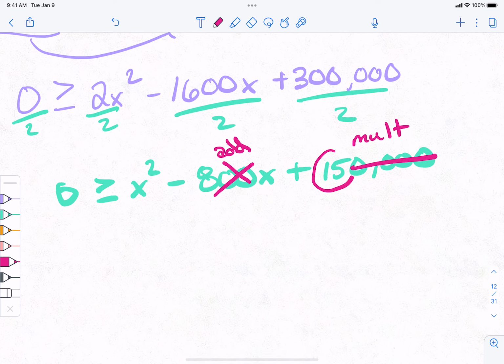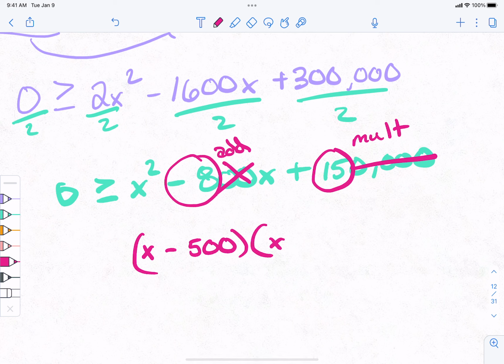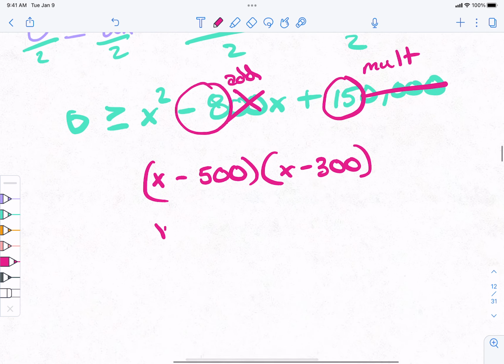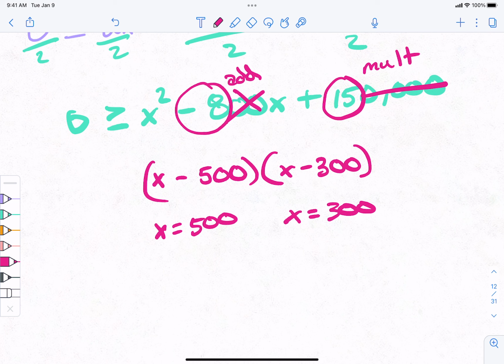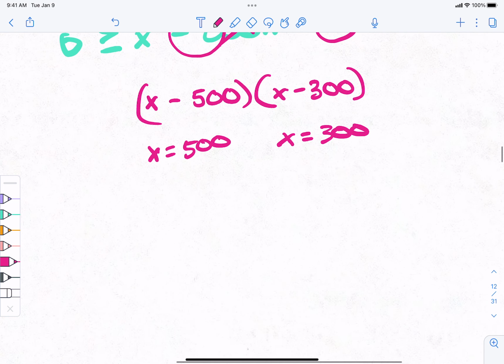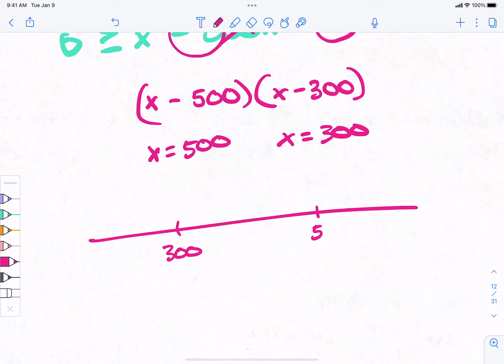So what can I multiply to get 15, but when I add them gives me negative 8? 5 and 3. But it's not 5 and 3; it is negative 5, negative 3. Negative 500 and negative 300. Do you see how that works? Because 500 times 300 is 150,000, but 500 and 300 make 800, right? So that means x equals 500 and x equals 300. Great. I have to put those on my number line because those are my critical values. So I put 300 here and 500 here, right?